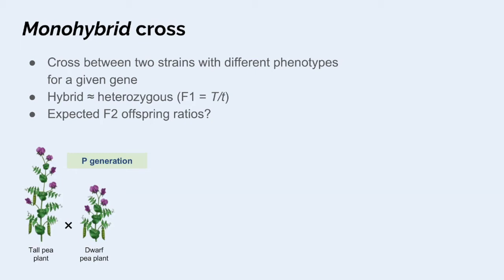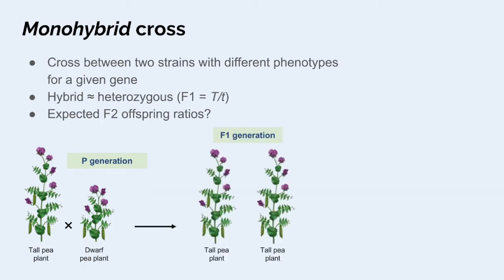So we'll stick with our tall and dwarf example here. And say you took these plants from different true breeding lines and cross them together. As we now know, of course, that generates your hybrids of the F1 generation.